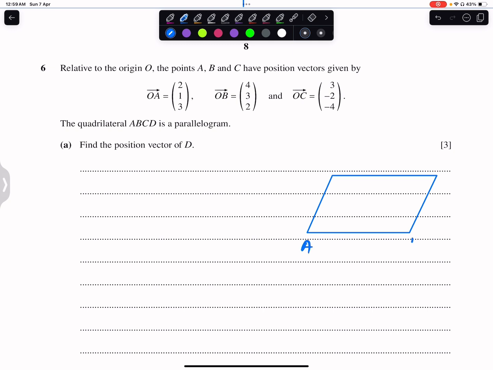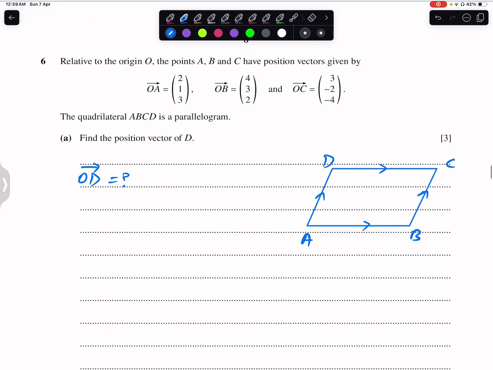A, B, C, D. These two sides are parallel and BC is parallel to AD. So position vector of D means you need to find the OD. This is our question mark. So students, where is D, where is O? Where is the origin in this diagram?